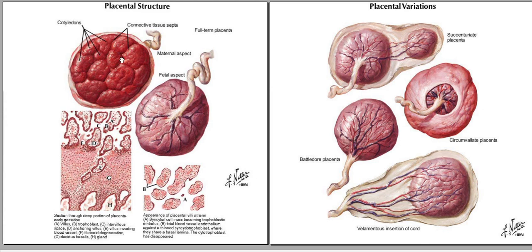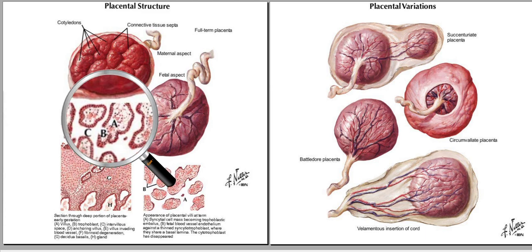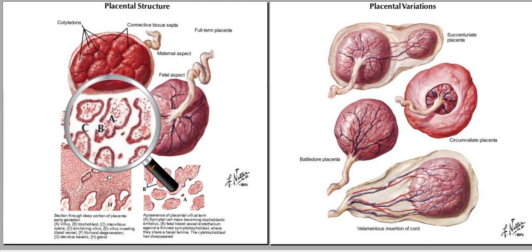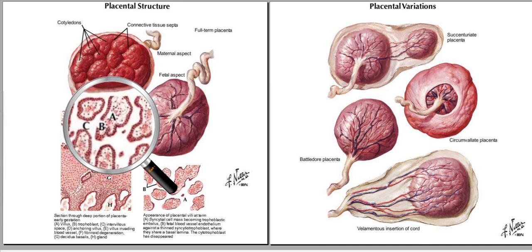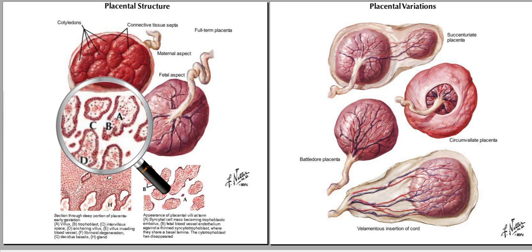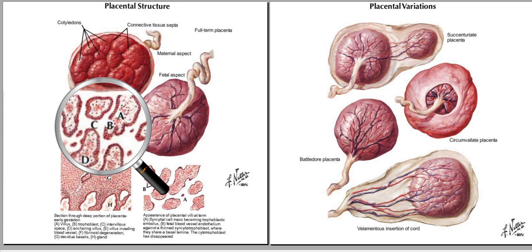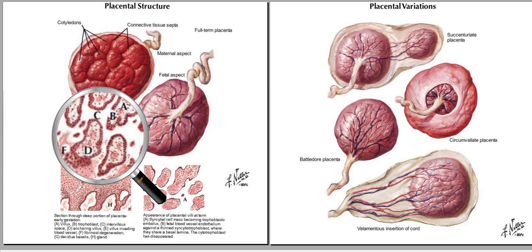And with the placenta, there are several variations. You can see the cotyledons over here too. The connective tissue septa, the maternal aspect and the fetal aspect. And with these, this A is the villus, as you can see over here. B is a trophoblast. It's not so clear, but let's see. Okay, A being the villus and B being trophoblast. What do you think C will be? So that's the intervillous space that you have there. And then D is the anchoring villus.